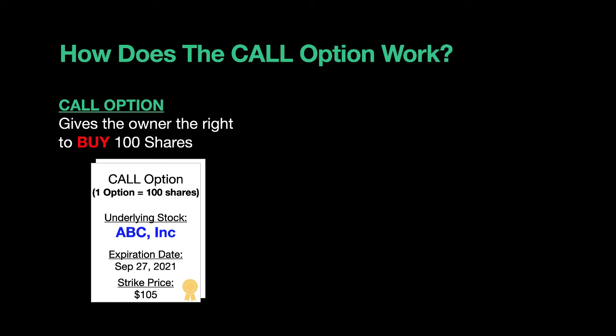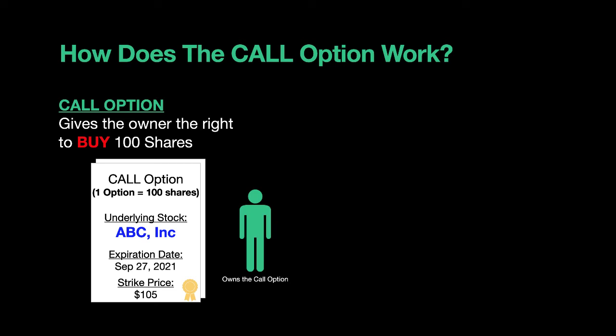So, just to recap, we know that a call option gives the owner the right to buy 100 shares, and it's associated with an underlying stock. In this case, for this example, it's ABC Incorporated. And one option is the equivalent of 100 shares, or controls 100 shares. There's an expiration date of September 27th, 2021, and the strike price is $105.